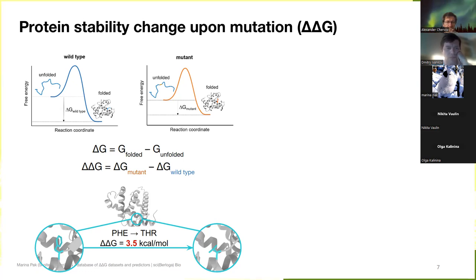Delta G wild type is G folded wild type minus G unfolded wild type, right? Mm-hmm. And if you calculate the delta delta G for a forward mutation, it will be delta G mutant minus delta G wild type. And for a backward mutation, you will have delta delta G equals delta G wild type minus delta G mutant, right? Yes. So they are just opposite to each other, because one is mutant minus wild type, and the other is wild type minus mutant. And if you sum them up, they must give you zero.